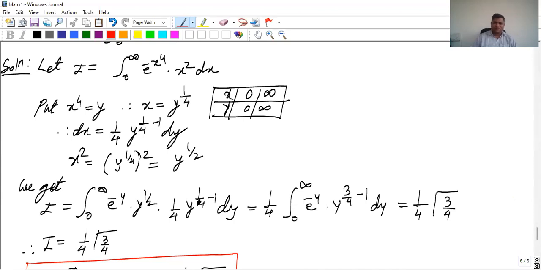Sir, how to calculate gamma of 3 by 4? I have the same doubt. If you know the value of gamma, then use it. If you don't know the value of gamma, then let it be there.